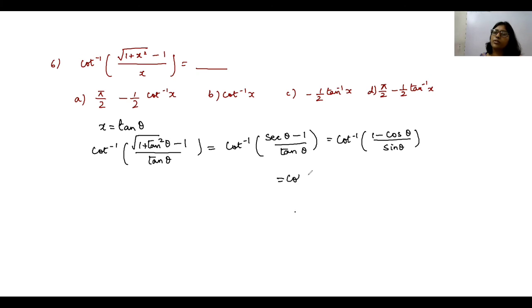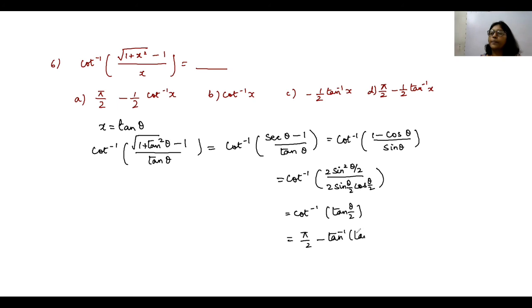So that is cot inverse. We'll apply the formula 1 minus cos theta is 2 sin square theta by 2, and for the denominator we'll also write the half angle formula. We are left with tan theta by 2. In order to nullify this, we'll have to write cot inverse as pi by 2 minus tan inverse, or you can convert this tan to cot. So tan inverse tan is nullified, and we get pi by 2 minus theta by 2. Now what's the value of theta from there? It is tan inverse x. So we find that it is option D.